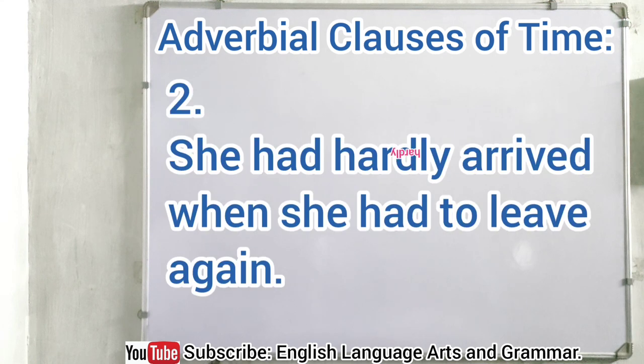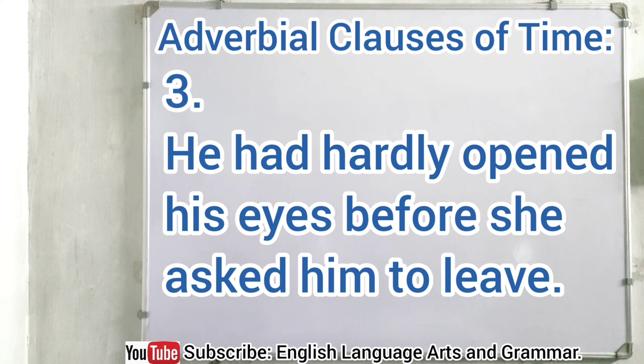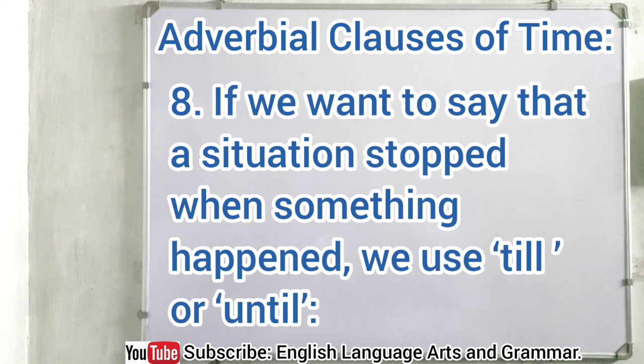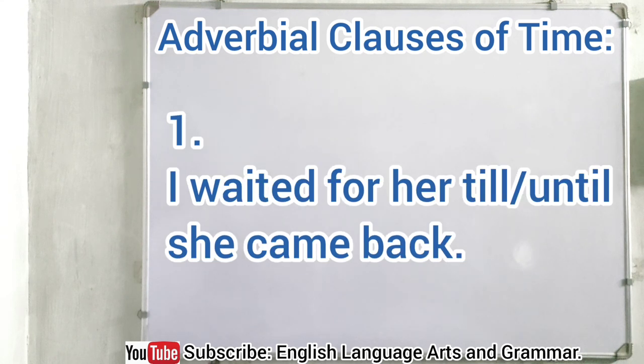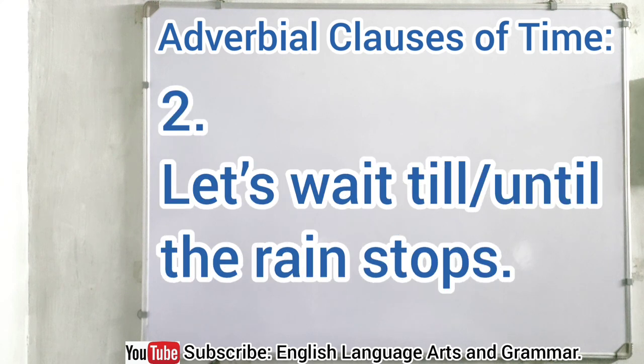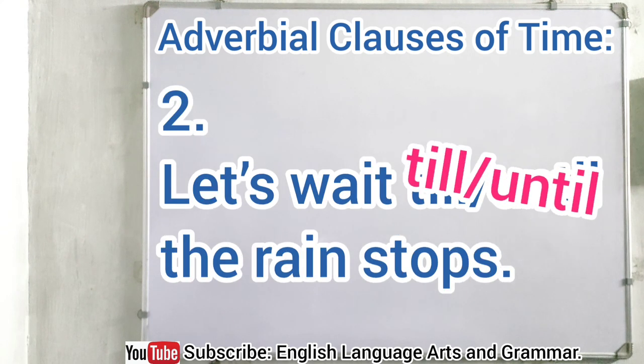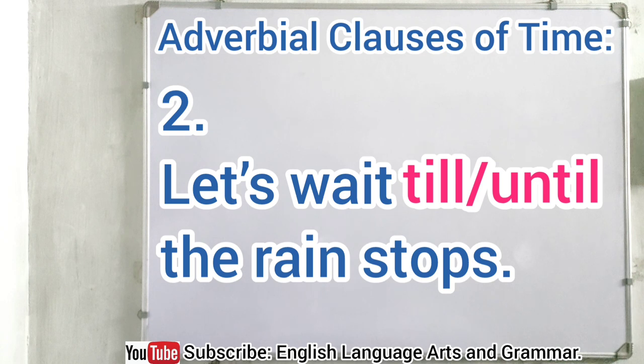Example 2. She had hardly arrived when she had to leave again. Example 3. He had hardly opened his eyes before she asked him to leave. If we want to say that a situation stopped when something happened, we use till or until. Some examples. Example 1. I waited for her till or until she came back. Example 2. Let's wait till or until the rain stops.